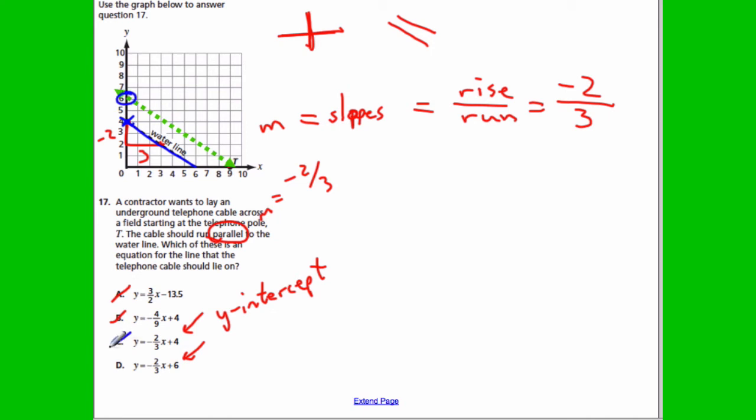So 4 I know doesn't work. That means my answer is going to be D, as in dog, because my y-intercept is 6 right here, and my slope has to be -2/3. It has to be equal because they're parallel.